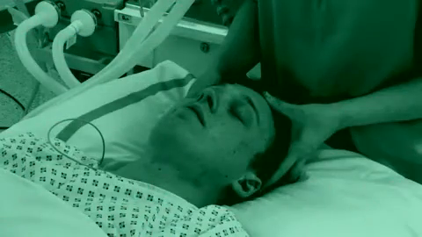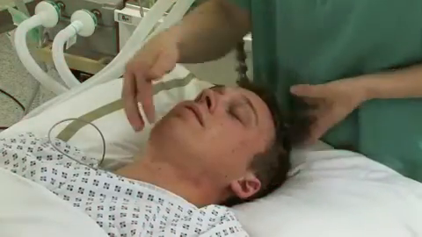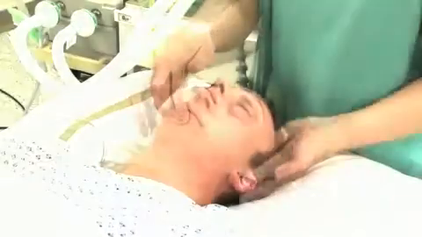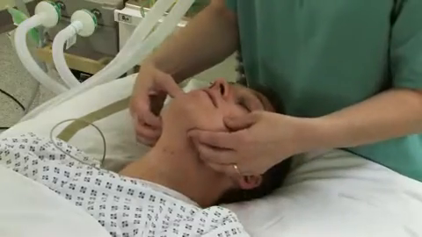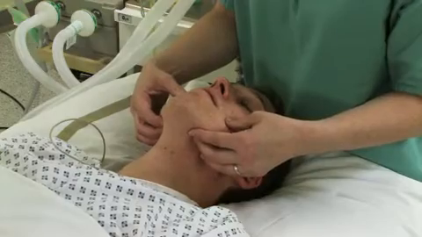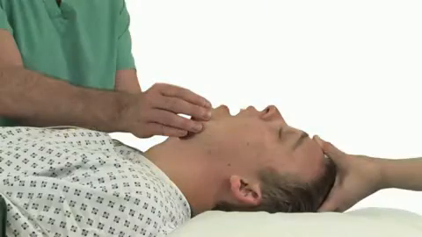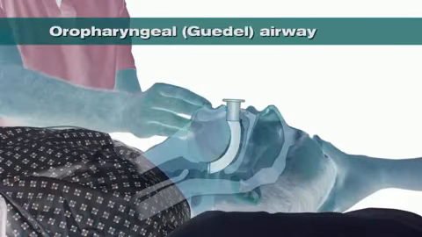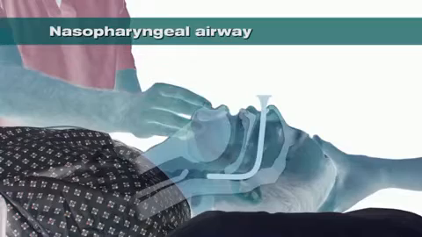Initial management of the obstructed airway calls for manoeuvres to clear the airway, these being head tilt, chin lift, and jaw thrust. Suction may also be required. A number of adjuncts may also be used to improve the patency of the airway, these being the oropharyngeal or Guedel airway or a nasopharyngeal airway.